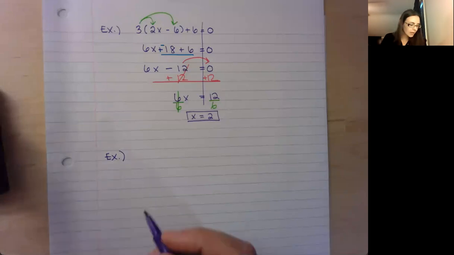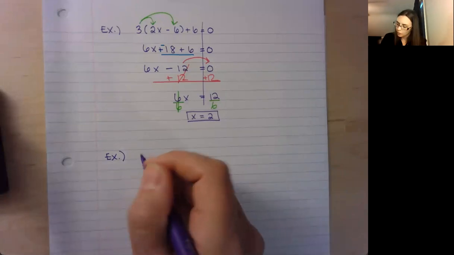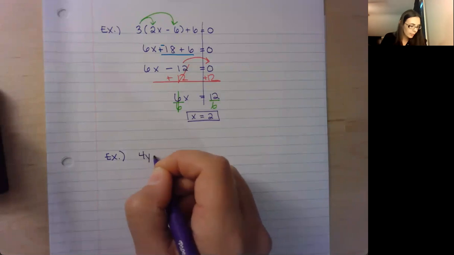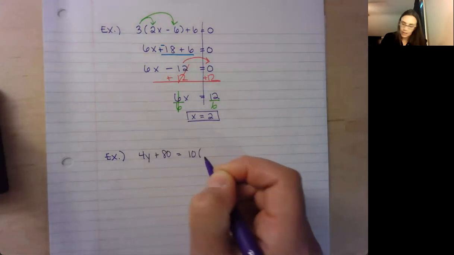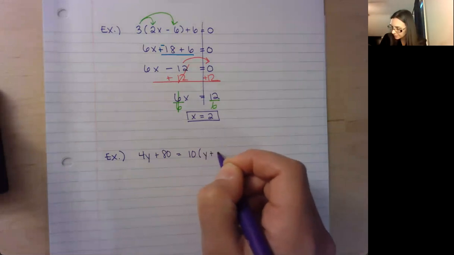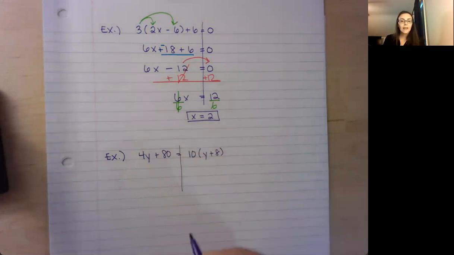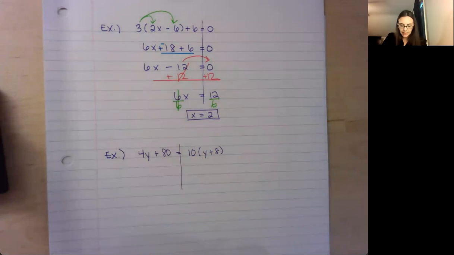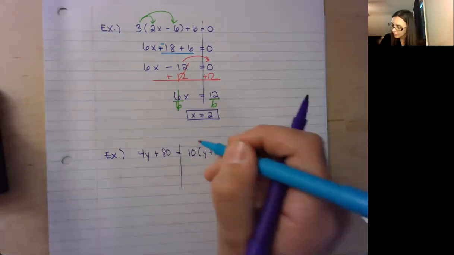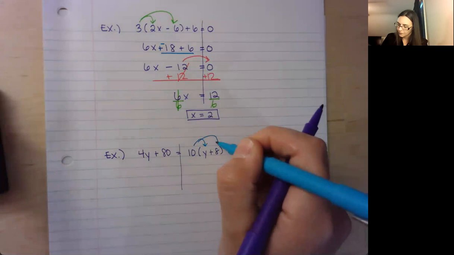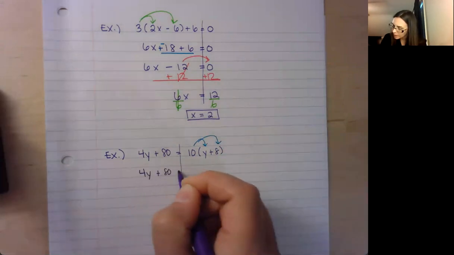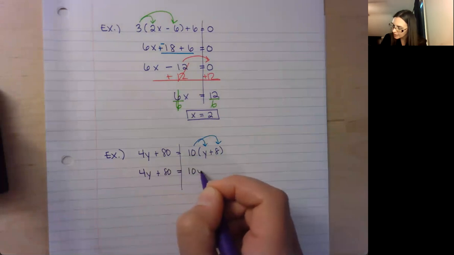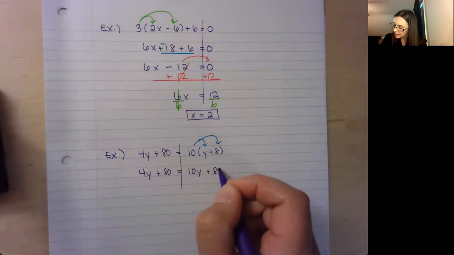Okay, and our last example here to solve, I want to do 4y plus 80 is equal to 10 times y plus 8. On the left side, I don't have anything to do. On the right side, I can definitely go ahead and distribute there. So I have 4y plus 80 equals 10y plus 80, right? 10 times 8 is 80.